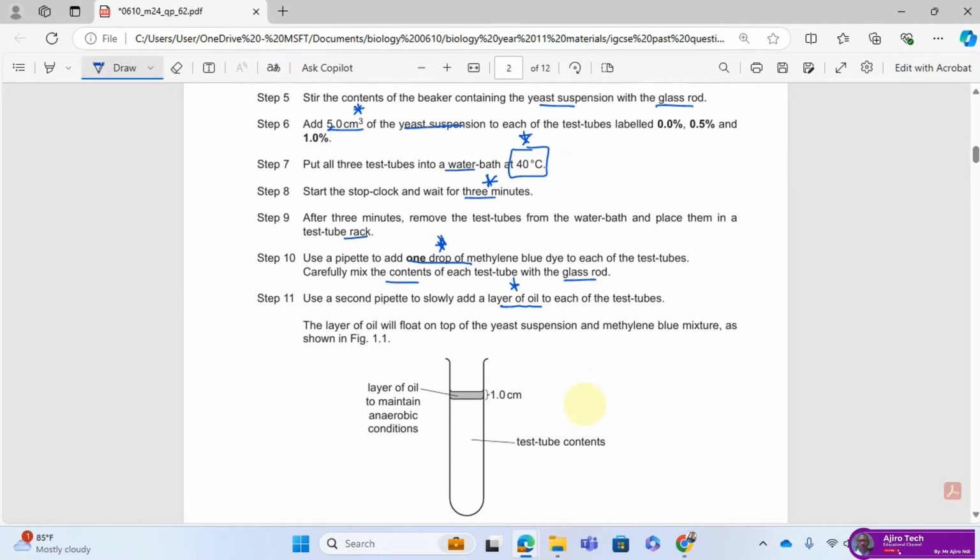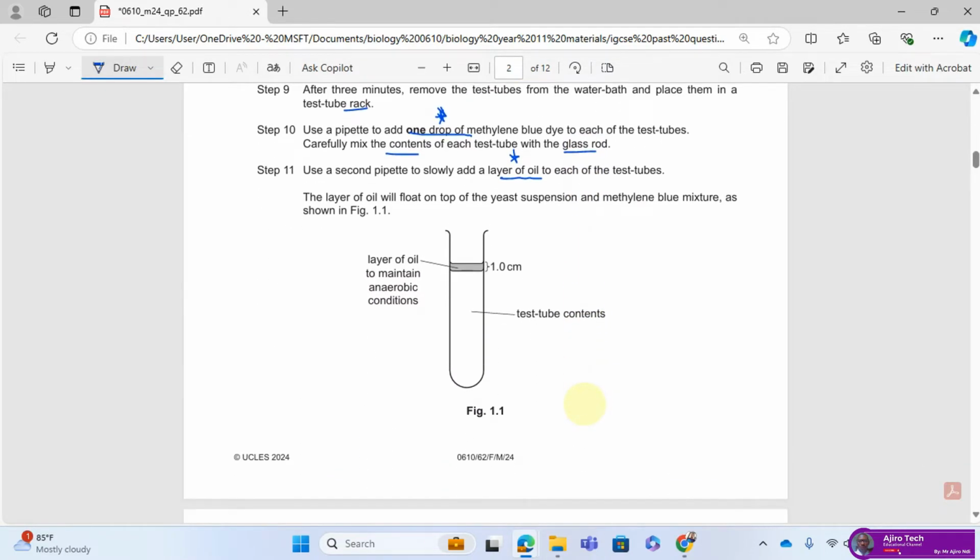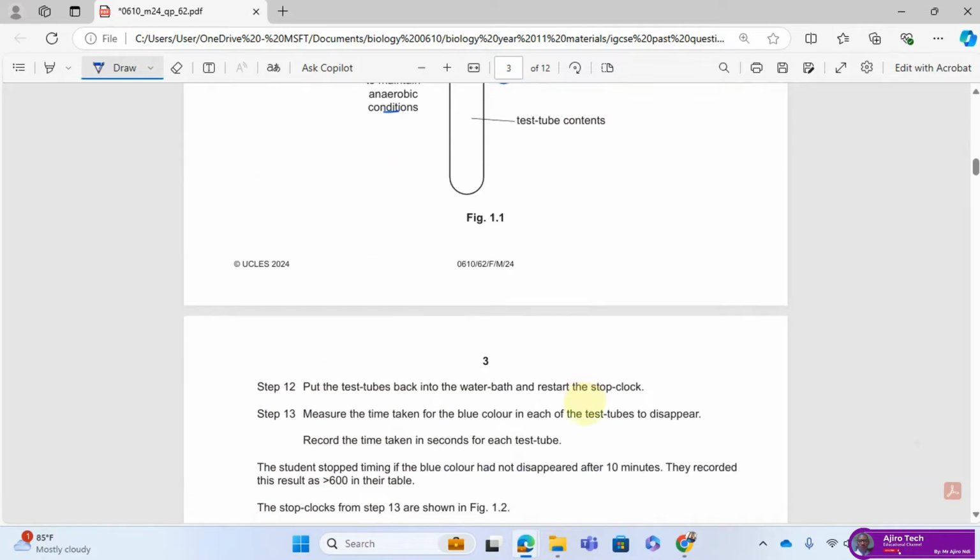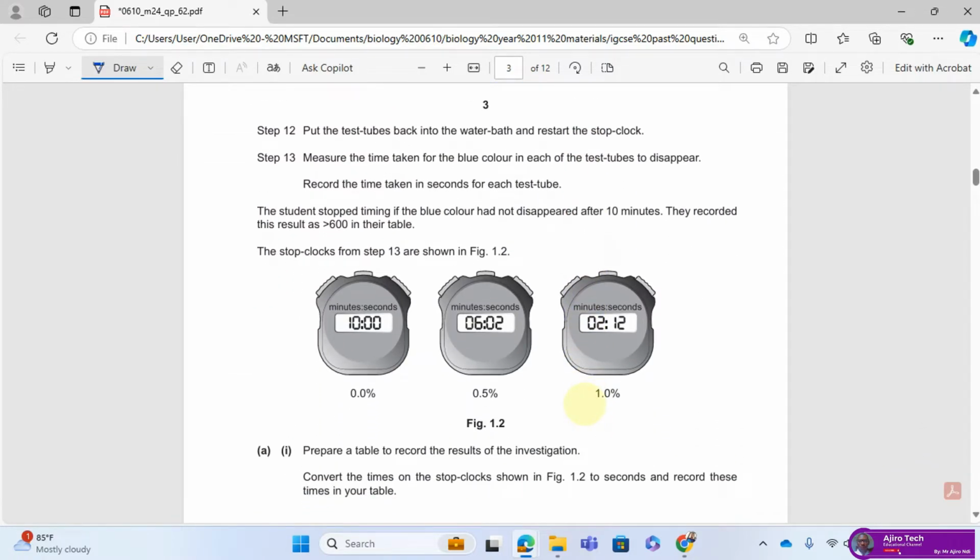These are the things that were kept the same throughout the experiment, and that's the picture we see here, that we have 1 cm cube of the oil film, or layer of oil, to maintain anaerobic conditions. So let's now go to the other part of the procedure. They said put the test tubes back into the water bath and restart the stop clock. Measure the time taken for the blue color in each test tube to disappear. So this is what we measure as our dependent variable. And record the time taken.